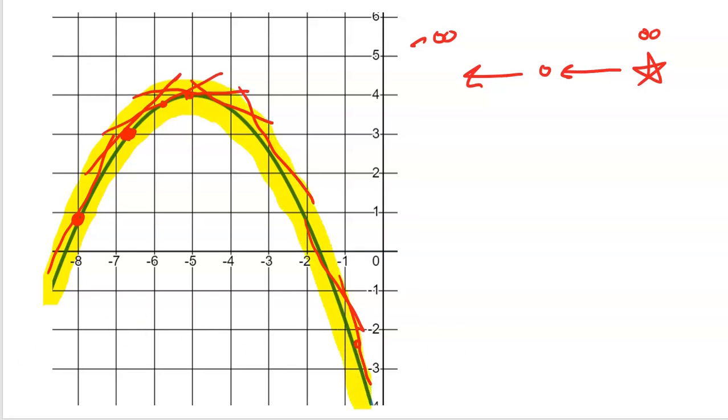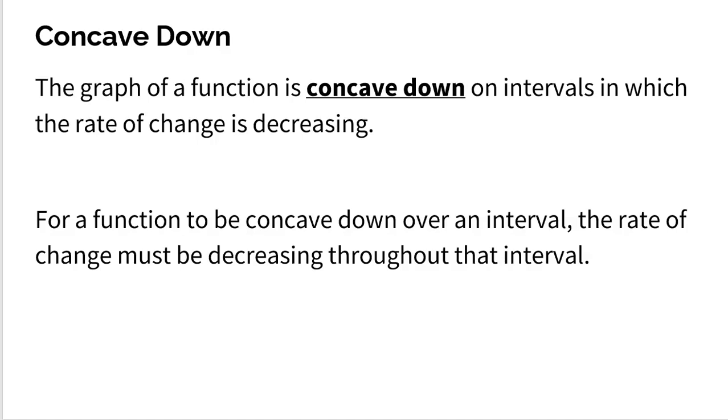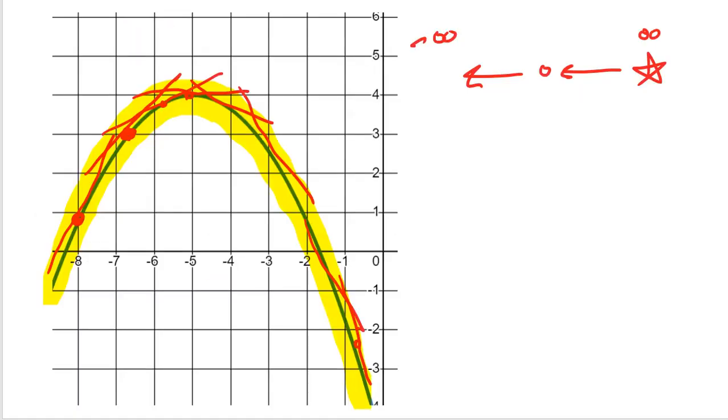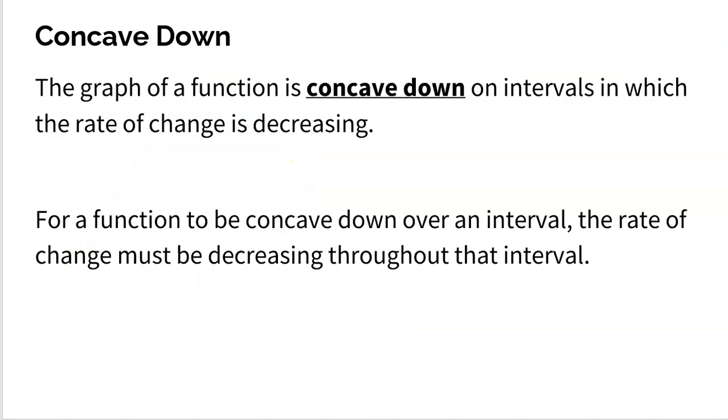That is concave down. So the graph of a function is concave down on intervals in which the rate of change is decreasing. So again, go back to this picture. As I looked at the graph from left to right, the rate of change at any given point was decreasing. It started off really big, and as I moved left to right, the rate of change was going down. So that's why we would call that concave down. So for a function to be concave down over an interval, the rate of change must be decreasing throughout that interval.